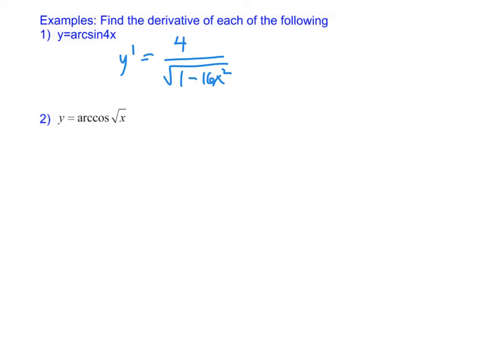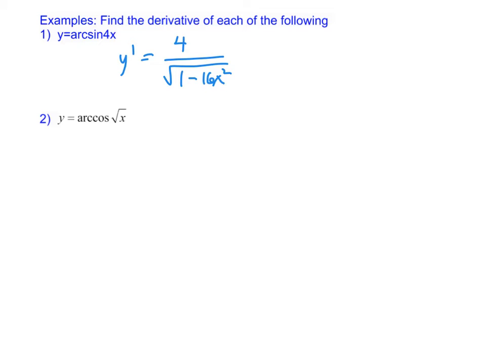Now, of course, sometimes we'll be asked to take the derivative at a certain x value, so then we'll just substitute that x value in. This will all be predicated, though, on using the correct domain for arcsine of 4x, because if I'm plugging in a number that doesn't fit into the domain, I'm also not going to be able to take the derivative.